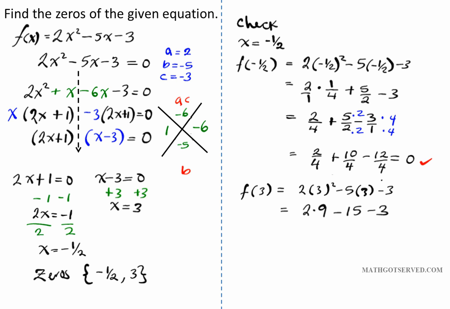Now remember, in your order of operations, in this term right here, 2 times 3 squared, you have to do the exponent first before you multiply. Okay, that is why we have 2 times 9. Let's simplify further. 2 times 9 is 18. Negative 15 minus 3 is negative 18. 18 minus 18 is 0. That is perfect. That shows that 3 is also a zero. Now, since we plugged both of our solutions into the original function and ended up with 0, that means that negative 1/2 and 3 are in fact zeros of our polynomial function.